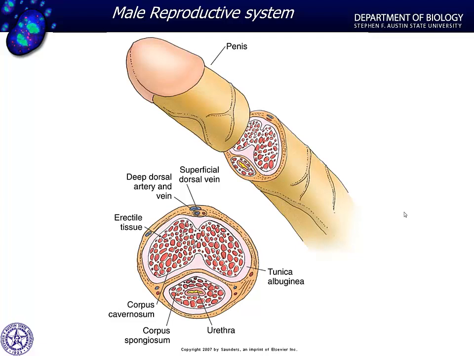Here we see an illustration of the penis being cut in cross-section. We can see the dorsal corpora cavernosa, and they're interconnected through an isthmus surrounded by that fairly thick pinkish tunica albuginea. And then we see the inferior singular corpus spongiosum with the male penile urethra present in the very center.